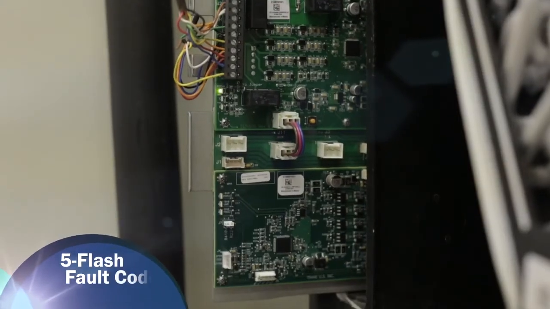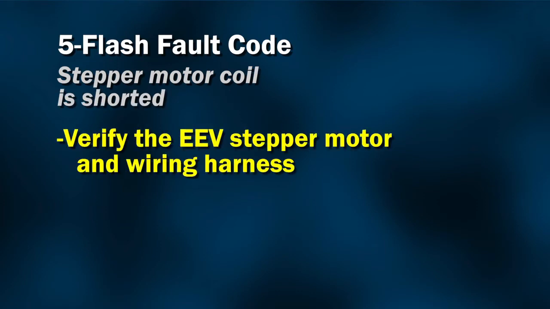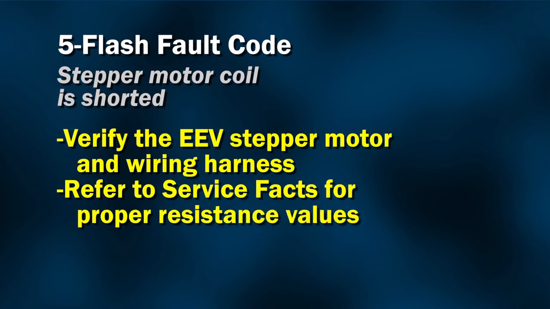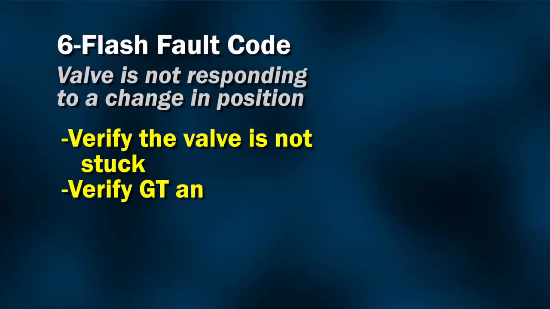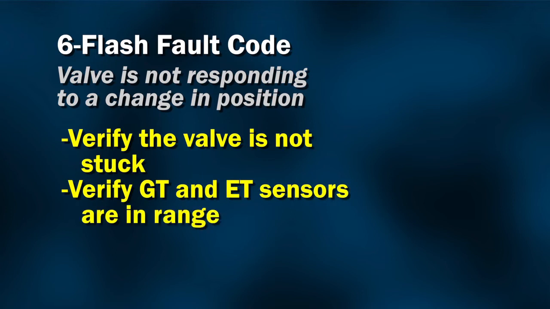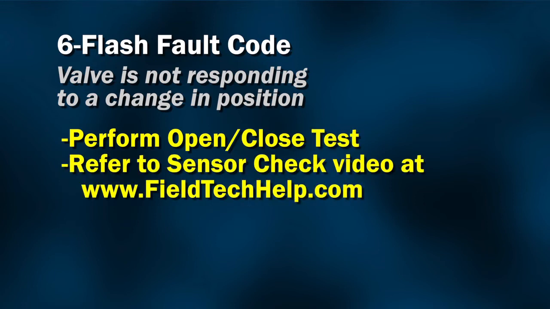5-flash fault code. A 5-flash fault code communicates that the stepper motor coil is shorted. Verify the stepper motor and wiring harness by referring to the unit's service facts document for proper resistance values. 6-flash fault code. A 6-flash fault code indicates that the valve is not responding to a change in position. Verify that the valve is not stuck and that the ET and GT sensors are in range. Perform an open-close test and refer to the sensor check video at www.FieldTechHelp.com for additional diagnostic procedures.